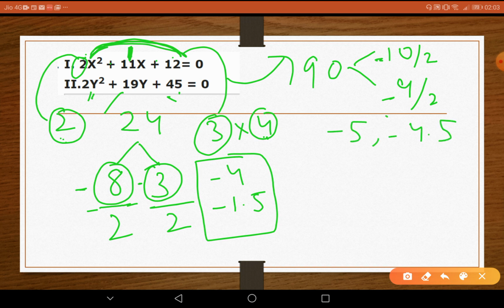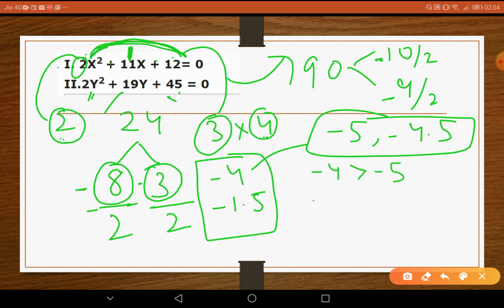Now we have to compare them individually. The first comparison is minus 4 with minus 5. Yes, minus 4 is greater than minus 5. Now minus 1.5 is again greater than minus 5. After that, minus 4 is also greater than minus 4.5, and minus 1.5 is also greater than minus 4.5. So the answer will be x greater than y.